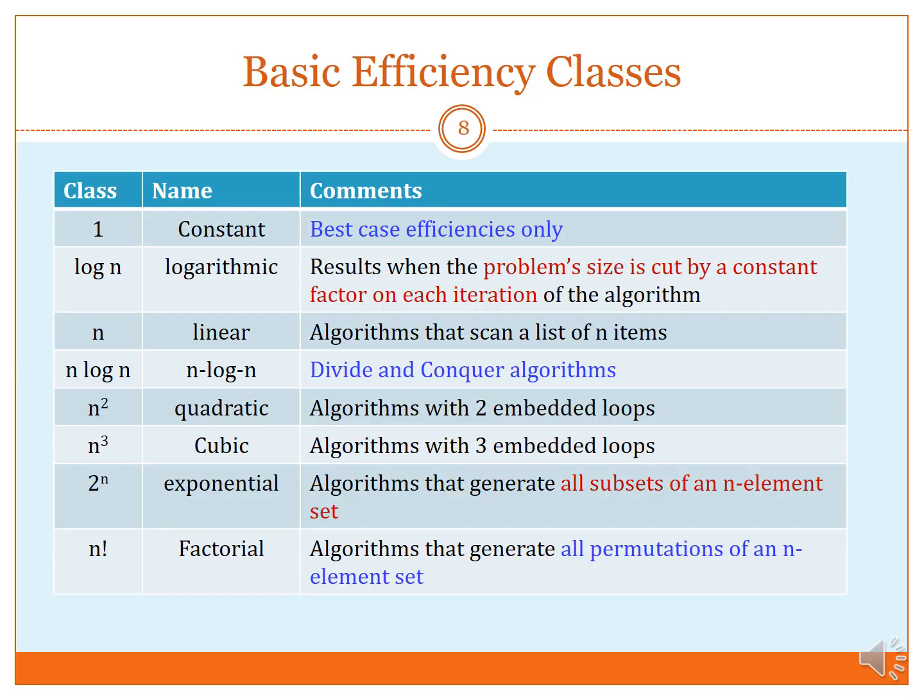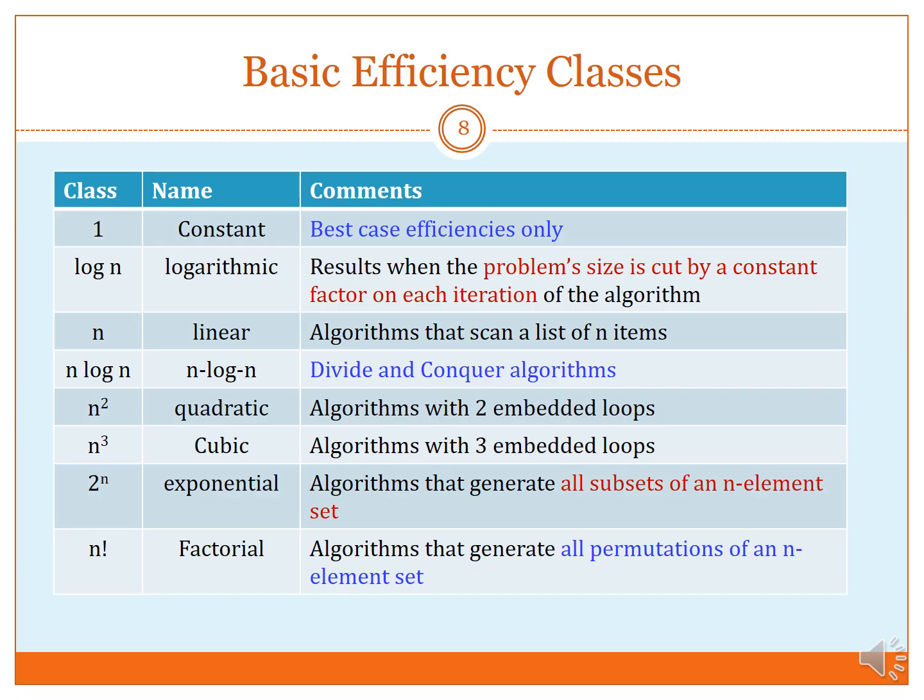Basic efficiency classes. This table shows the common efficiency classes used in algorithm analysis. Big O of 1 is constant time, where execution time does not depend on input size. Big O of log n is logarithmic time, commonly seen in binary search. Big O of n log n is used by efficient sorting algorithms like merge sort and quick sort. Big O of n square is quadratic time, usually found in algorithms with two nested loops.